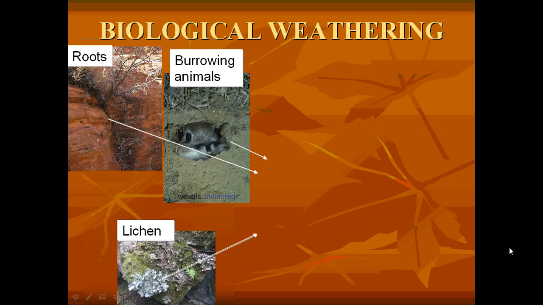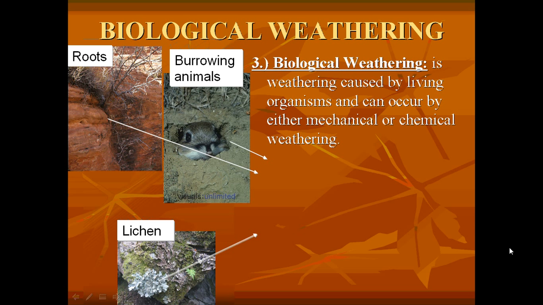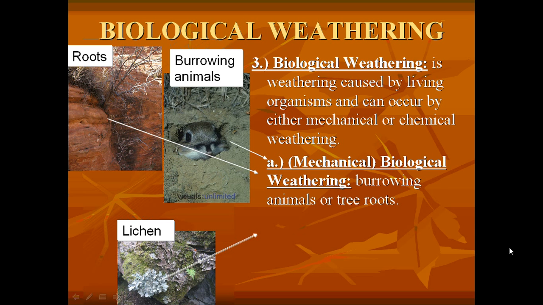The third type of weathering is biological weathering. Biological weathering is weathering caused by living organisms and can occur by either mechanical or chemical weathering. So basically, biological weathering is mechanical or chemical weathering, just done by something that's living, something that's alive. One example of mechanical biological weathering, so just physically breaking rocks, would be burrowing animals or tree roots breaking through rocks.